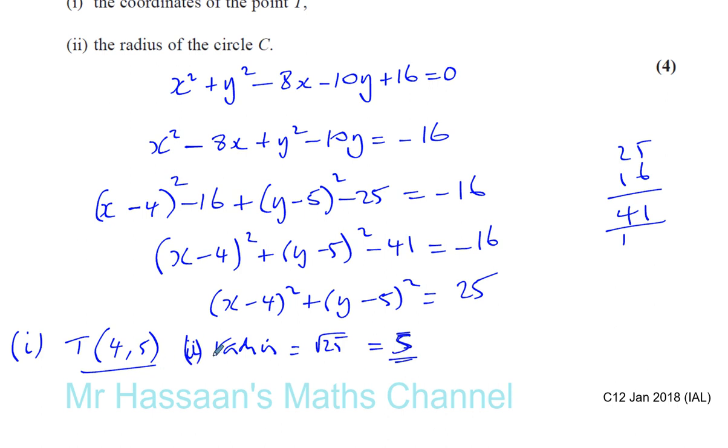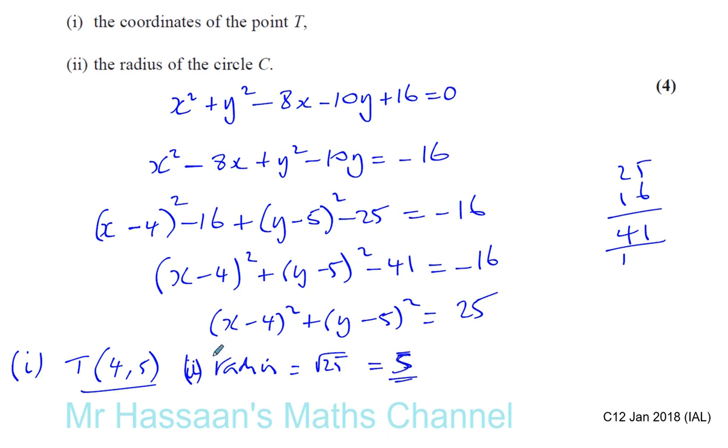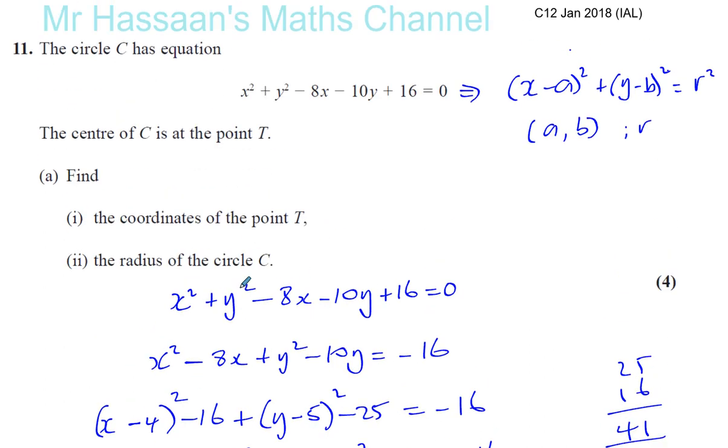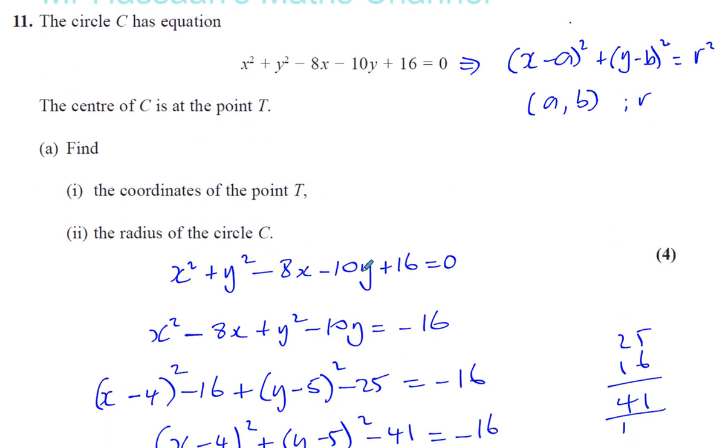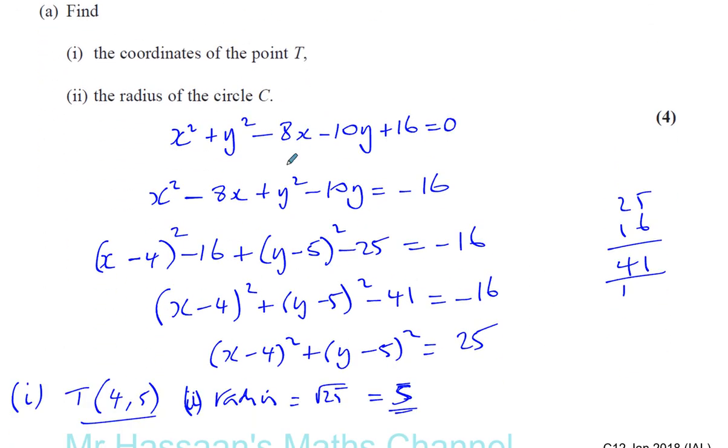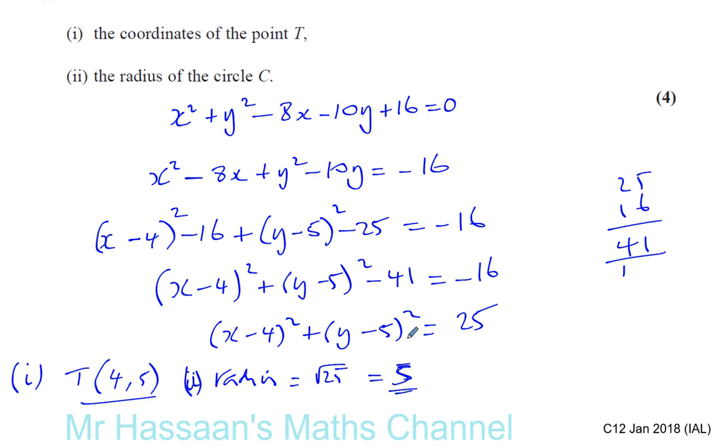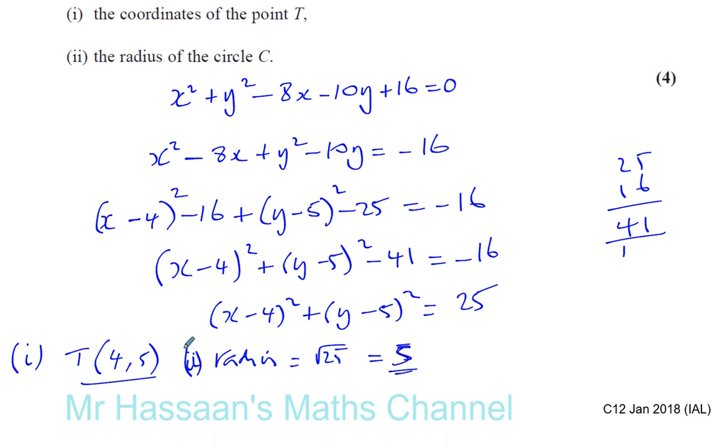So we have the answer to parts 1 and 2 for question number 11. We first had to rewrite it in the completed-the-square form, and then we can read off directly the radius and the x and y coordinates of the center of the circle. So (4, 5) is the center of the circle T, and the radius is 5.